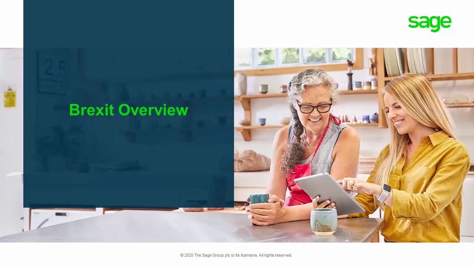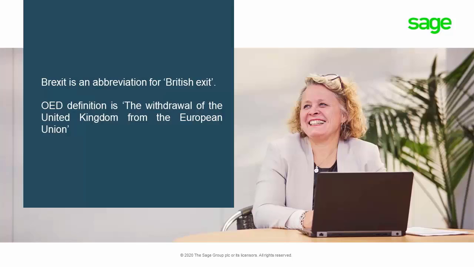So before we look at what's changing, let's start with a quick overview of Brexit. I'm sure you're all very familiar with the word Brexit, but just to give you a bit of a recap, it's an abbreviation of the words British and exit, and the official definition from the Oxford English Dictionary is the withdrawal of the United Kingdom from the European Union.